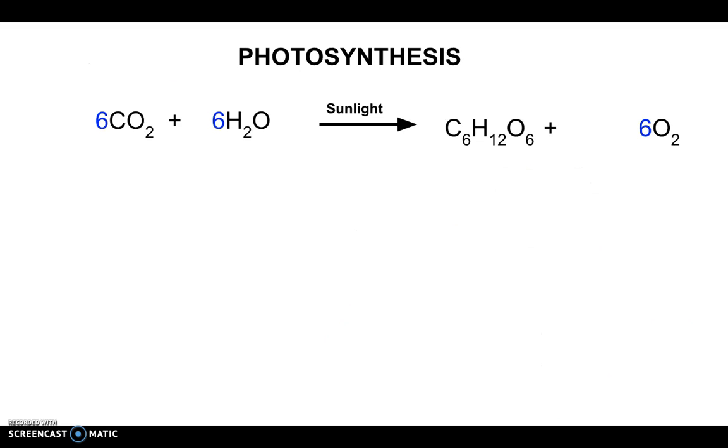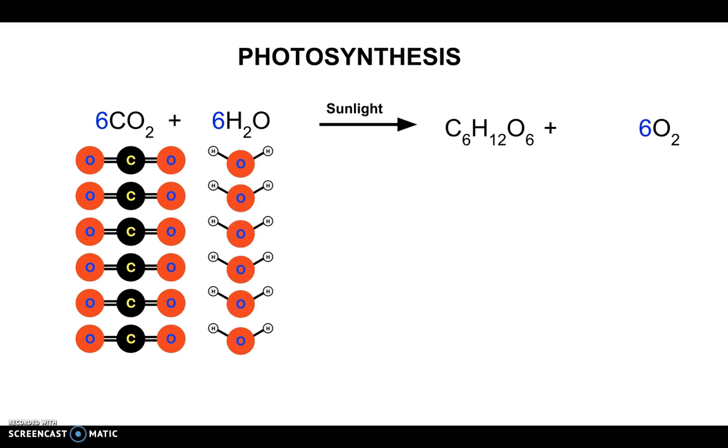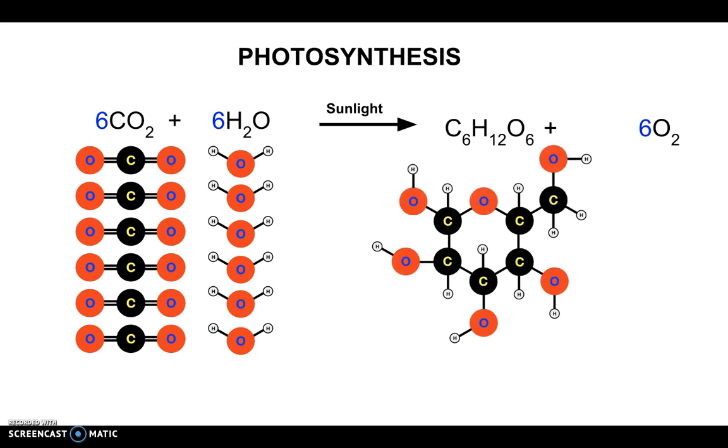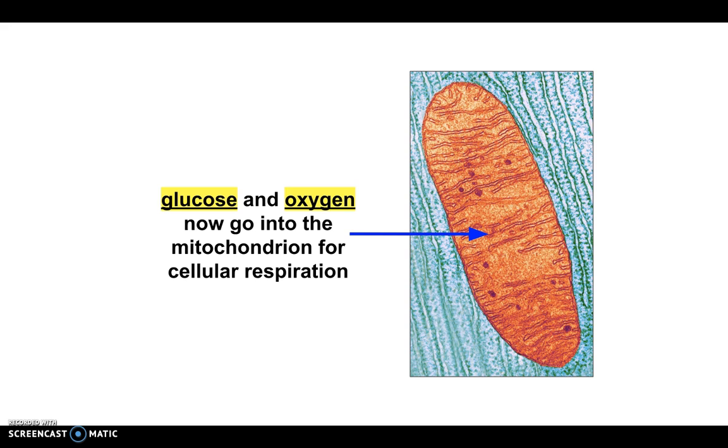So here's the chemical formula for photosynthesis. Stimulated by sunlight, the chloroplast takes 6 molecules of carbon dioxide and 6 molecules of water, and turns them into 1 molecule of glucose and 6 molecules of oxygen. This all happens because of the sunlight. So the products of photosynthesis are glucose and oxygen.